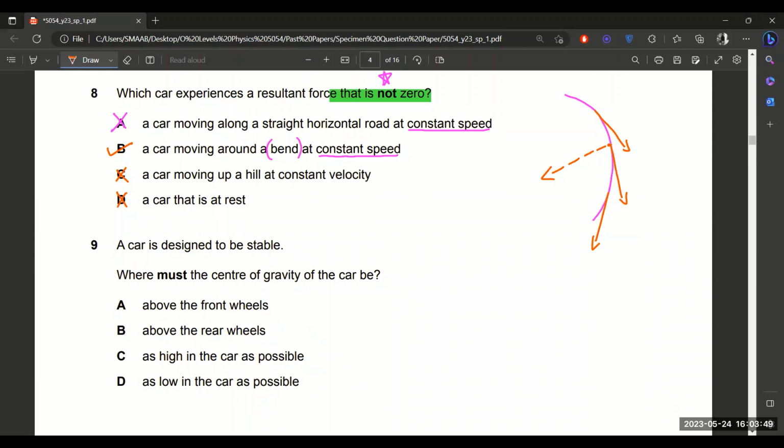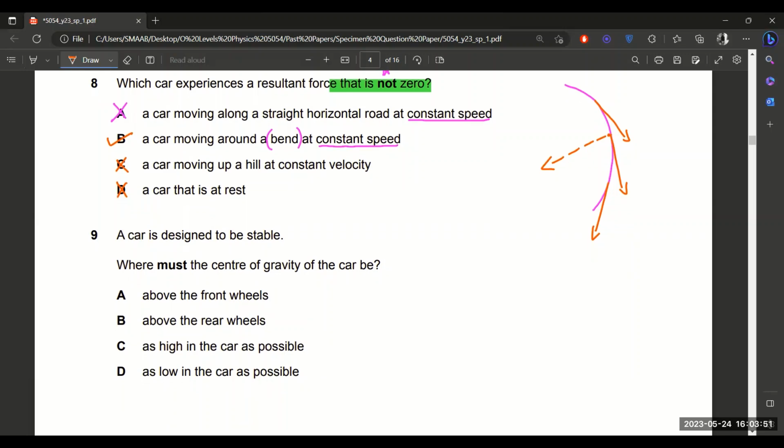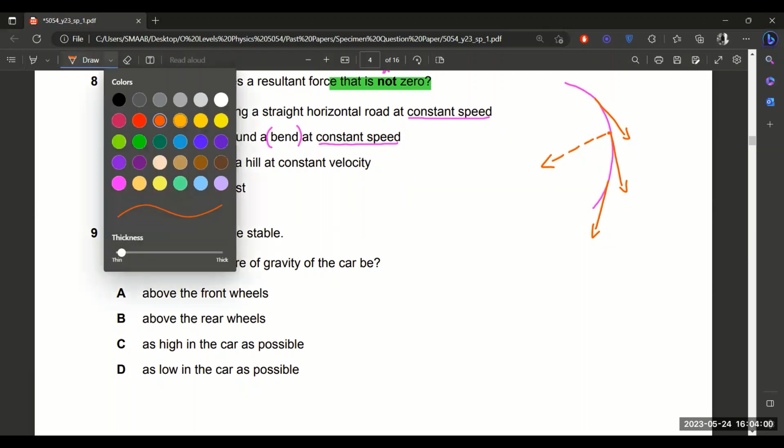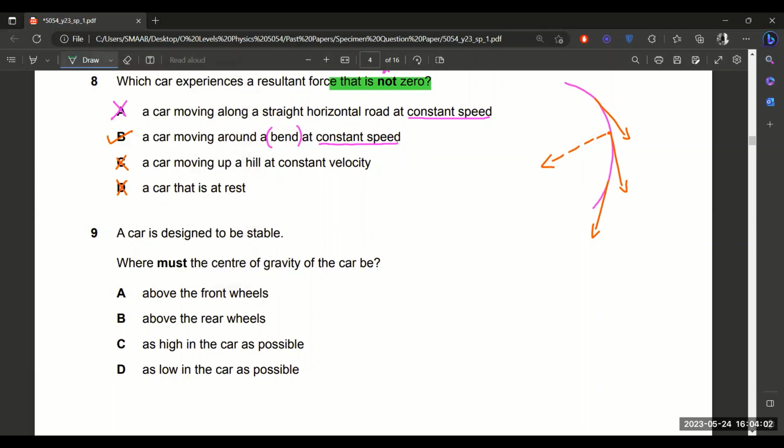The next question is related to stability. A car is designed to be stable. Where must the center of gravity of the car be? You need to identify where to place the center of gravity for a car. We know there are three factors: the height, the position of the center of mass, and the area of the base. These three are the factors we need to keep in mind while solving these types of questions.